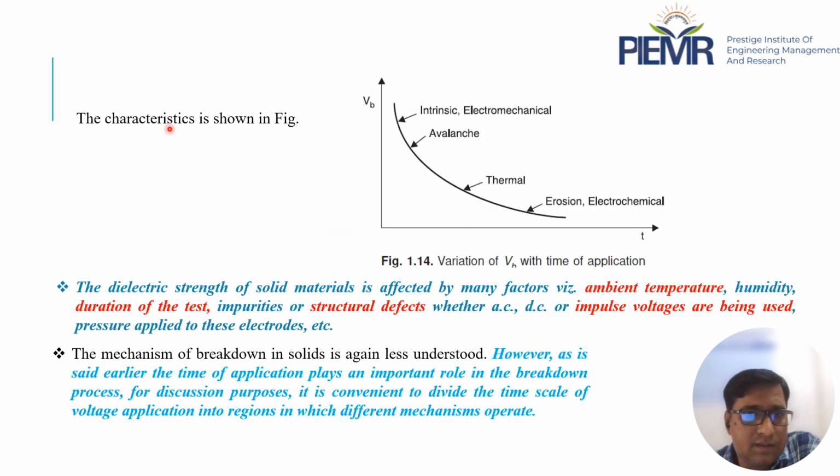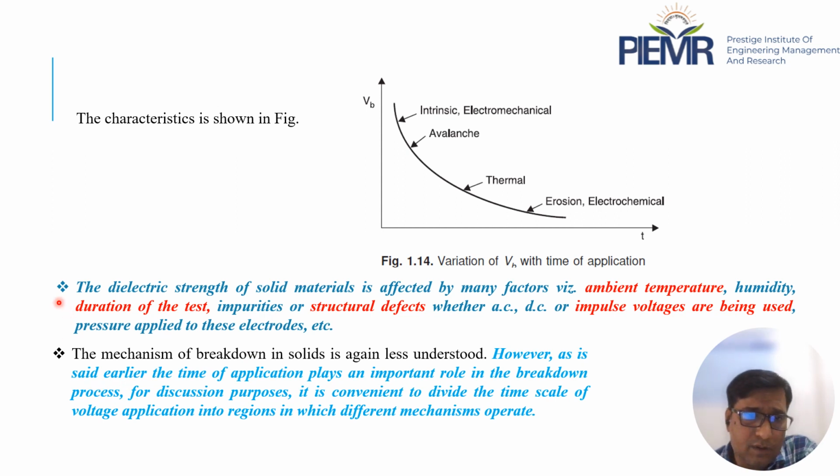The characteristic is given by this figure, that is 1.14. Here this is the breakdown voltage and this is time. The regions are intrinsic or electromechanical, then avalanche, then thermal, then erosion or electrochemical. These are the different kinds of breakdown that occur.